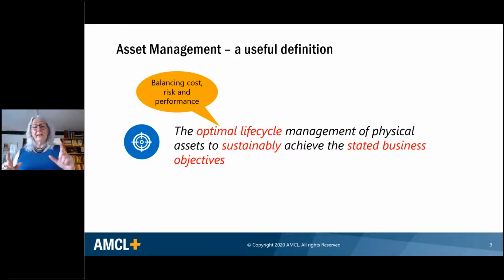One thing about that is that it changes over time and it depends on where you are, where the asset is. So it's a bit of a dynamic balancing act.